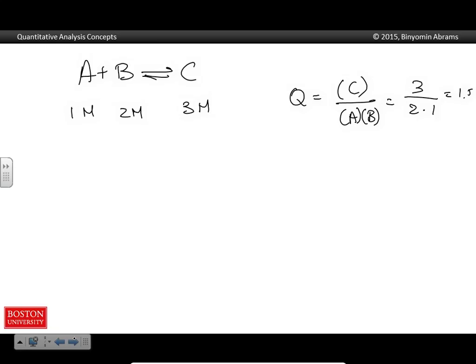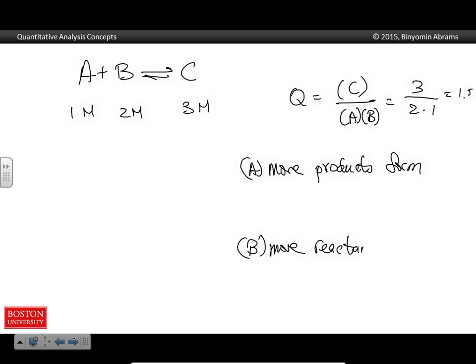That's great. The question is, what's going to happen? If I set up this situation, one of 3 things can happen. Either A, more products form, B, more reactants form, or it could be that there will be no change in the concentrations. So when will more reactants form? If we don't have enough reactants. When will more products form? If we don't have enough products.